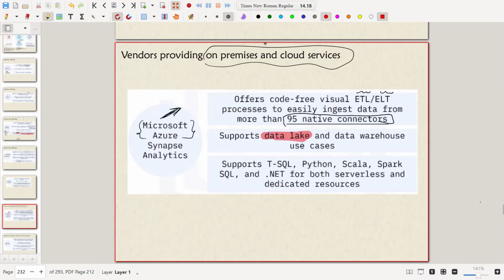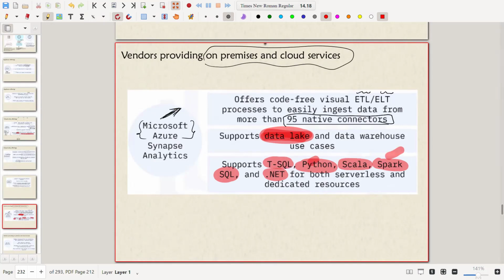This is something very important. What is a data lake? Maybe next class we will cover this. It supports data lake and data warehouse use cases. Supports Python and Spark and SQL .NET. And other things like Scala or T-SQL, but I have heard about Spark, Python, and SQL .NET. Okay, for both serverless and dedicated resources.